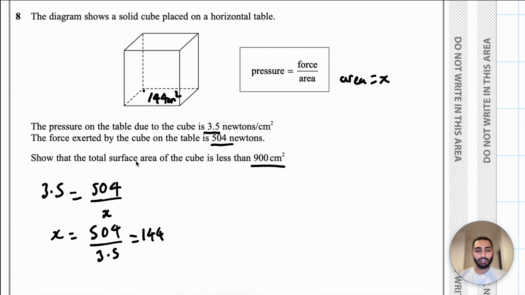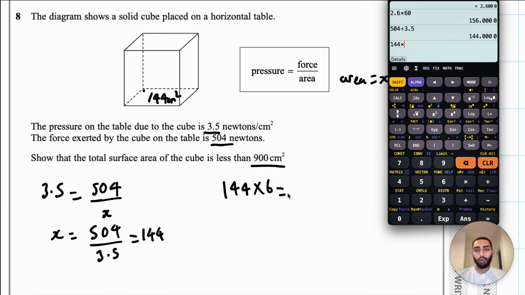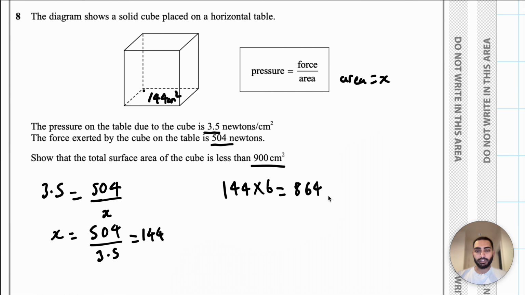We want to try and find the total surface area of the cube. So how many faces are there on a cube? There's going to be 6. So we multiply 144 by 6. See what that gives us, hoping for an answer less than 900, and it's 864. So 864 centimetres squared. And we just write a sentence that shows that we understand the question. So 864 is less than 900.